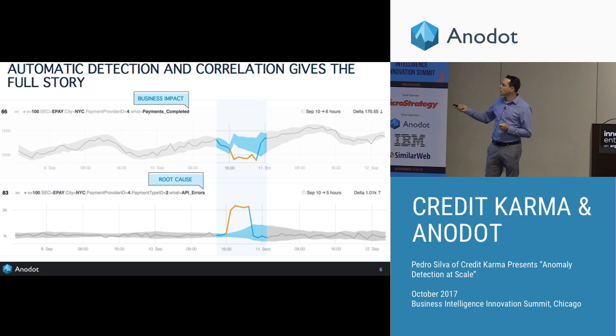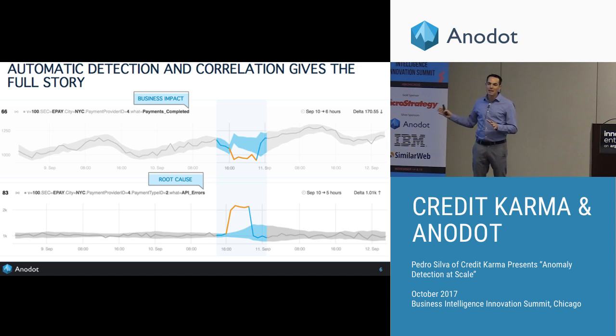So what we are talking about in this step is that when you have an anomaly, the system will do automatic correlation, will understand the relationship, and will send one alert that will be very concise. And we can see here in this example how, at the same time that we have a drop in the number of payments completed, you also have a peak in API errors for this specific payment provider. So you can actually know that something is going on there and go and fix that problem. And this is just a naive example. We see a lot of examples where a customer sees dozens of different metrics that are correlated together.